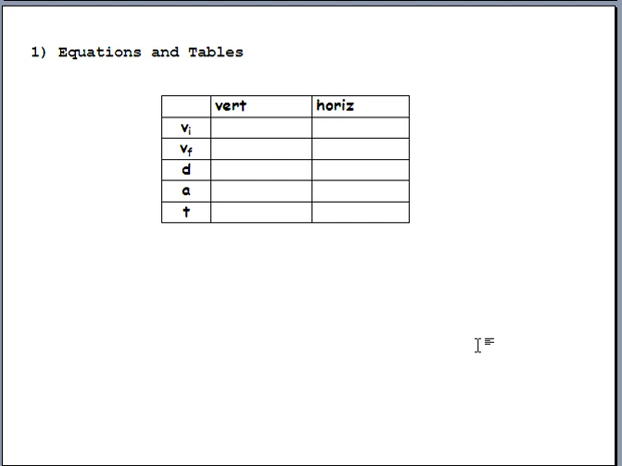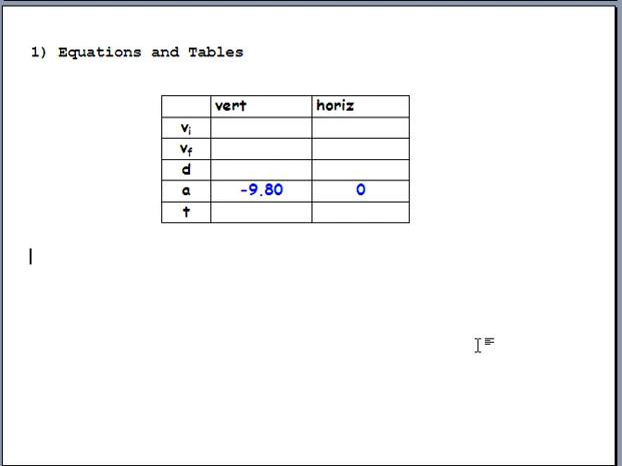Now for every single baseball thrown through the air story we're ever going to do, you can start pre-installing these two numbers in every single table. It's always going to vertically accelerate because of gravity at 9.8. Might as well call it down, might as well call it negative. And horizontally, it is not going to accelerate.